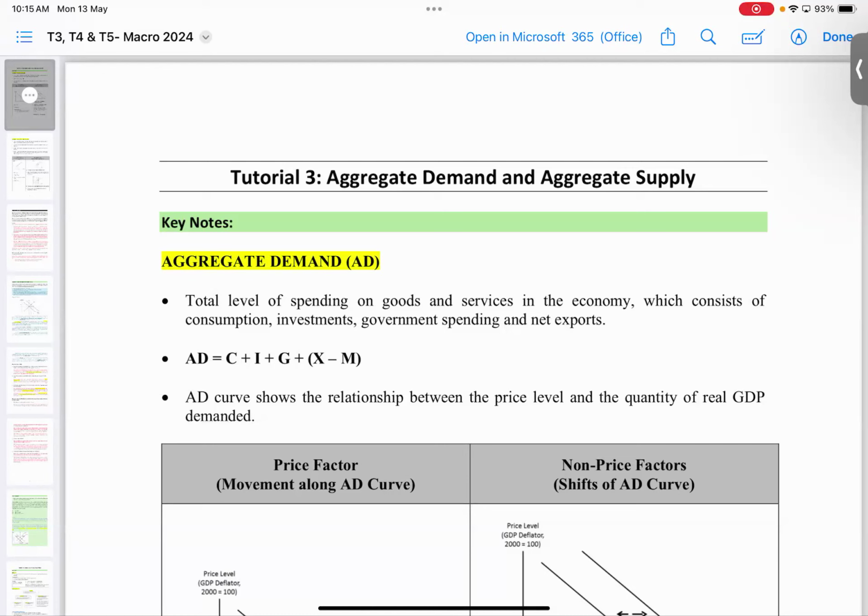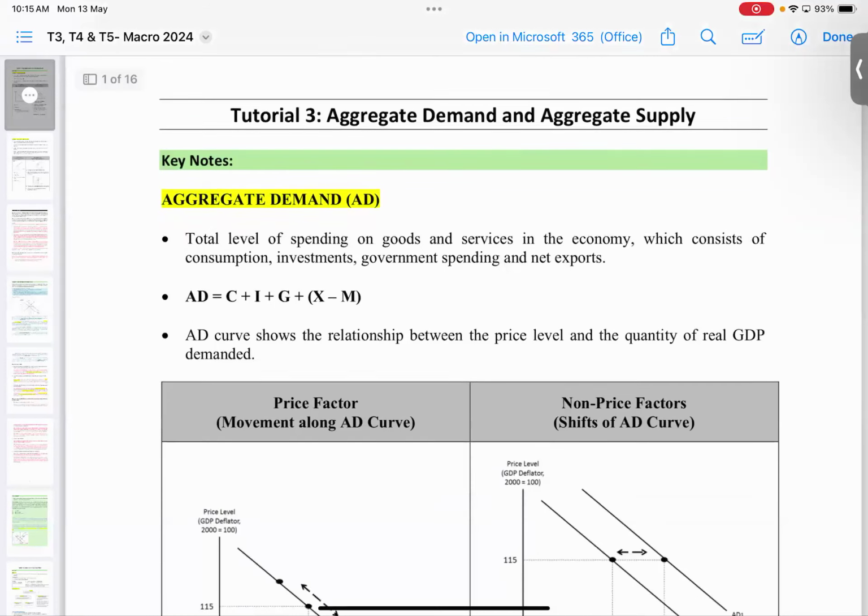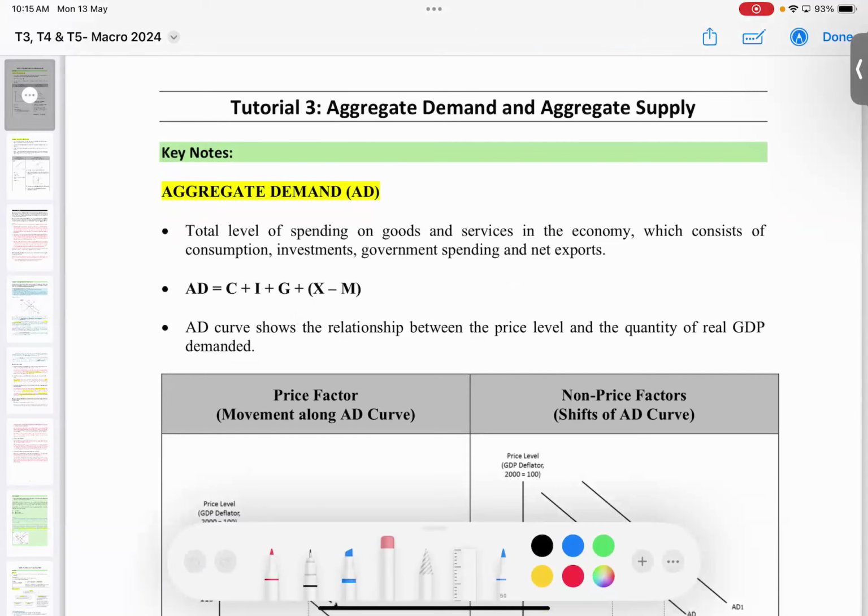Okay, so let's have a look into aggregate demand first. As I mentioned, aggregate demand means total demand. So the meaning here says that it is the total level of spending on goods and services in the economy. Also, one thing that I mentioned before: when I say aggregate demand, I refer to the 4 components. So the first thing I want you to remember is that when I refer to aggregate demand, I'm referring to all the spending in the economy, which comprises consumption, investment, government spending, and net exports.